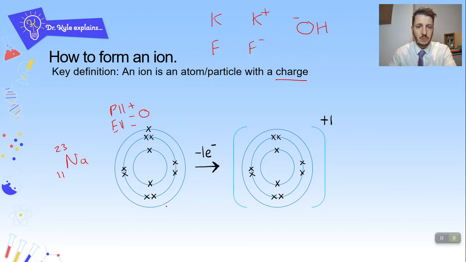Now, sodium wants to lose 1 electron, and when it does that, it still has 11 protons, 11 positives, but now it only has 10 electrons. And so hopefully we can see we've got 1 more positive than we have negative. And so therefore the overall charge now of the ion, because it's lost that 1 electron in its outer shell, it's gone, it now turns the overall charge to +1. So that's why sodium forms a +1 ion.